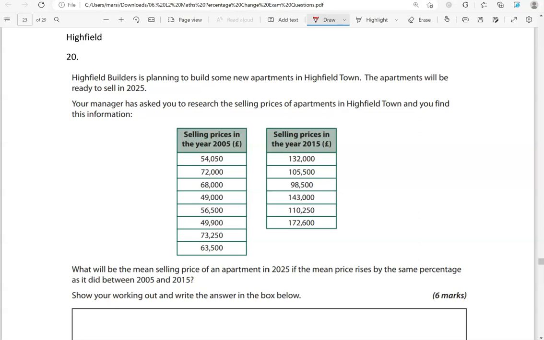So first of all, we'll work out the mean price for 2005 by adding all of these prices and dividing by 1, 2, 3, 4, 5, 6, 7, 8. So that is 486,200.